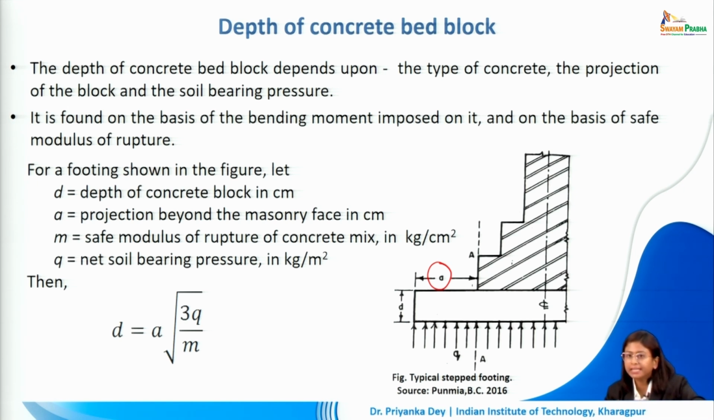as I have already highlighted in the figure in red. M is the safe modulus of rupture of the concrete mix. So, we need to know exactly what type of concrete mix we are using, and Q is the net soil bearing pressure in kg per meter square. So, with that we should be able to calculate small d, that is the depth of our concrete bed.